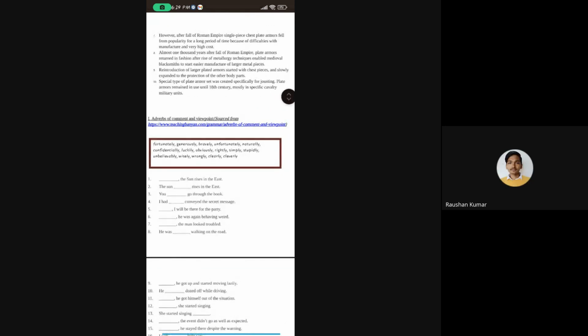No, ma'am, no adverbs. Okay, right. So, 9th sentence now. Reintroduction of larger plated armor started with chest pieces and slowly expanded to the protection of the other body parts. First line, slowly, ma'am. Slowly, slowly. Okay.